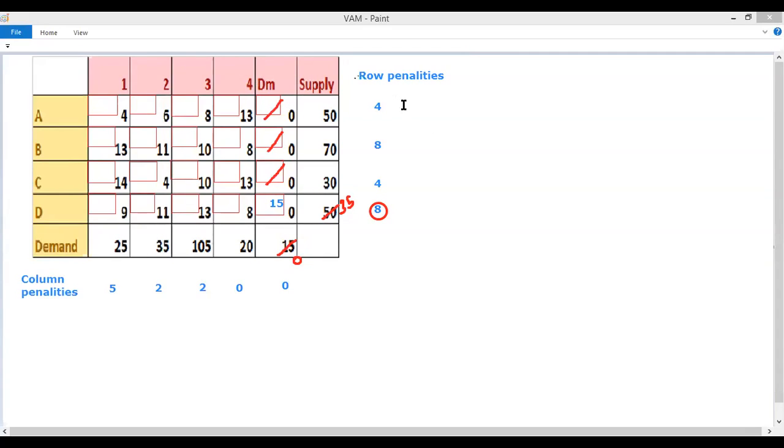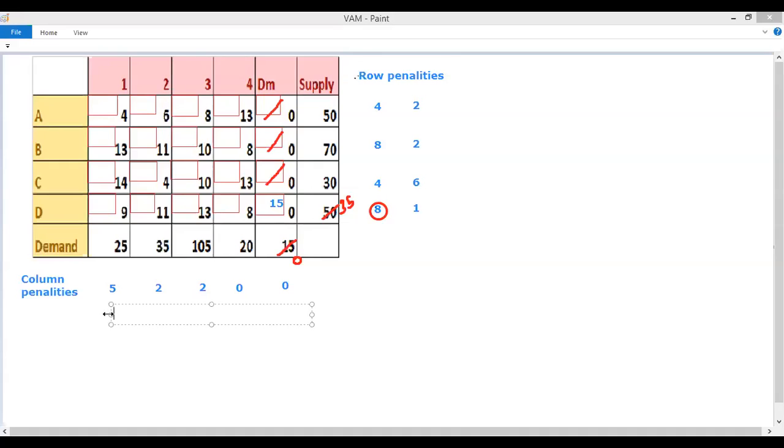Now again we have to compute the row penalties. Here the first minimum value is 4, the next minimum value is 6, so the penalty will be 2. Here the first minimum is 8, the second is 10, so the penalty will be 2. Here the first minimum value is 4, the second minimum value is 10, so the penalty will be 6. Here the first minimum value is 8, the second minimum value is 9, so the penalty will be 1.